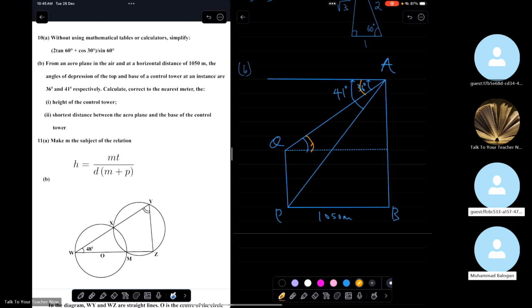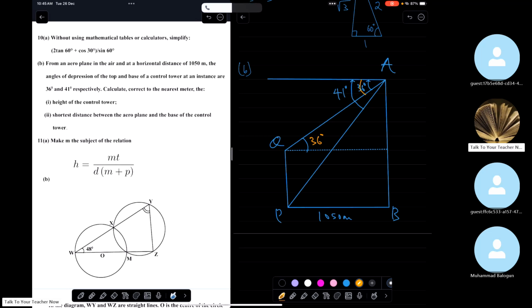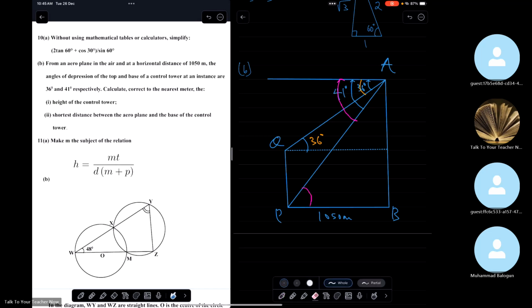36. That's orange. Okay, sorry about that. That's also 36. What's the reason for that? Alternate angles. Beautiful. Now, if this one, I'll use pink rather, is 41, what's this one, Achara? It is also 41, I guess. Beautiful. And for the same reason, alternate angles.